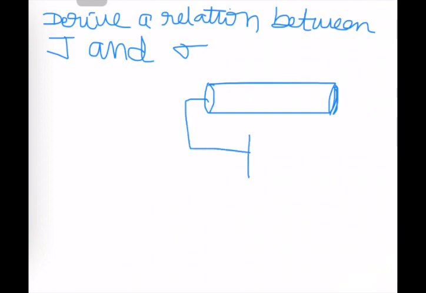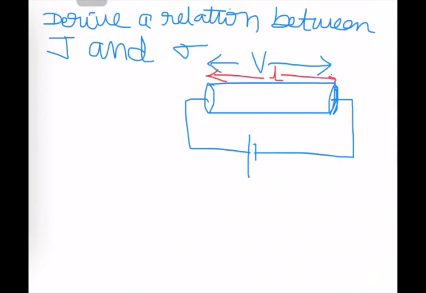and connect this conductor to a cell. Let V be the potential difference across the conductor. Let L be the distance from one end to the other end. Now, according to Ohm's law, let I be the current flowing through it. Let R be the resistance of the metal.